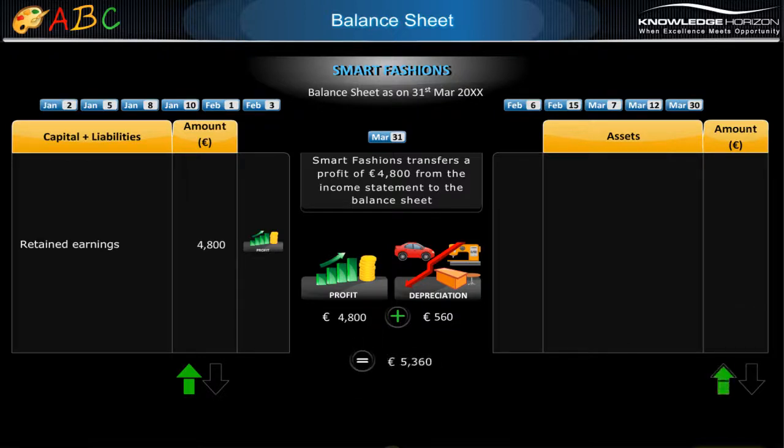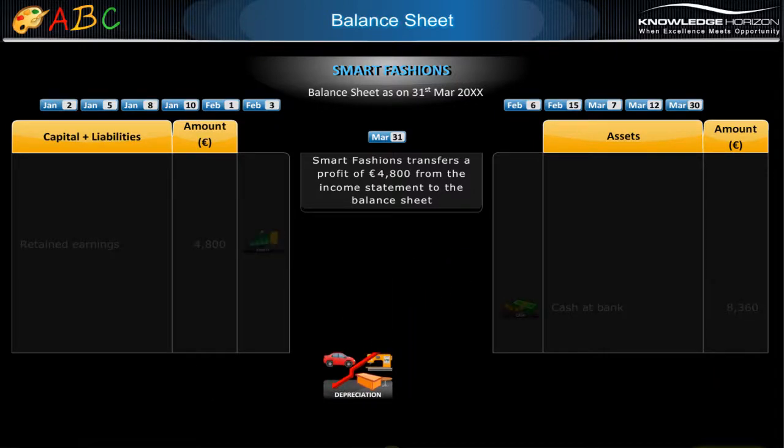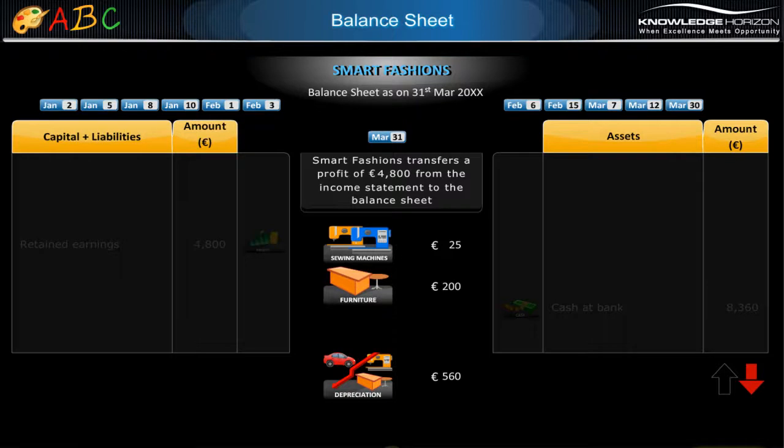Thus, an increase of €5,360 in the cash balance takes place. The cash profits increase the cash balance to €8,360. Moreover, the depreciation of €560 reduces the value of the assets. The details of depreciation charges were machines, €25, furniture, €200, car, €335, total, €560.